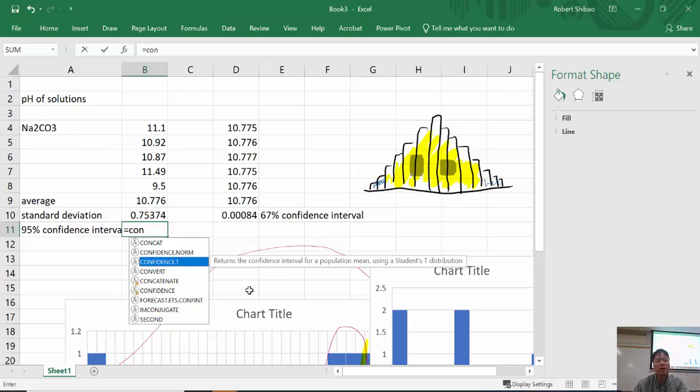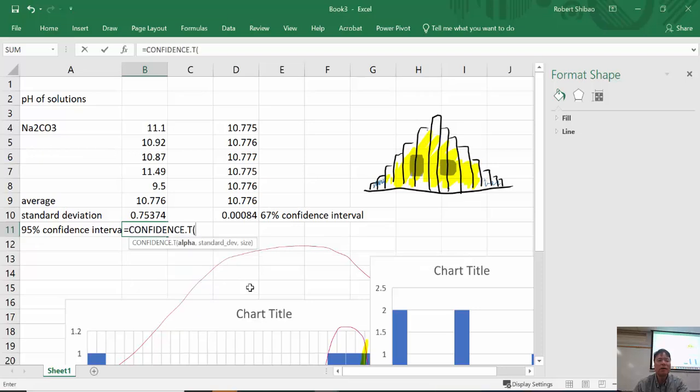So confidence.t, I'm going to use that function, and then I plug in alpha. Alpha is the decimal of what's outside. So if I want 5% outside, it's 0.05 out of 1, and so that's my alpha. An alpha of 0.05 means we have a 95% confidence interval because it's 0.95. And so 0.05 outside. Comma, and then I'll put in my standard deviation, which was calculated in the previous cell, which is B10 in this case.